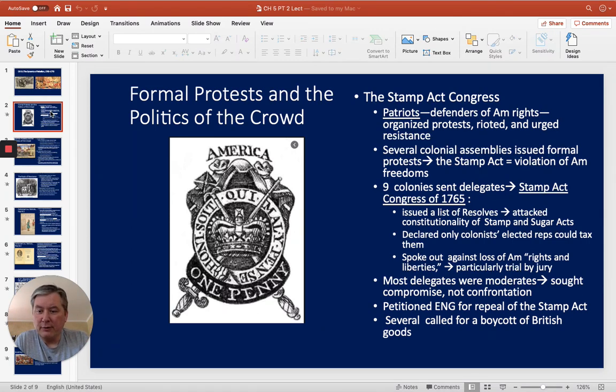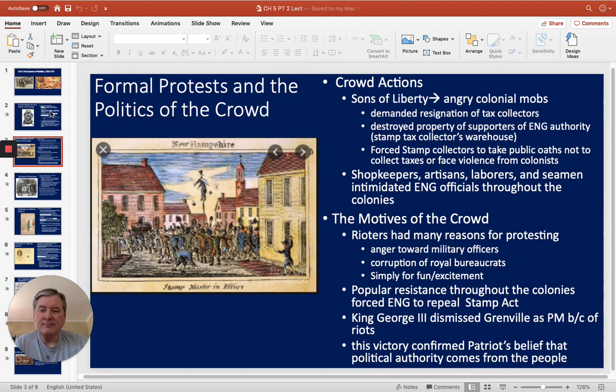They're not looking for independence. They're looking for compromise. This is where we get the Sons of Liberty. And I believe that I showed you a scene from the film John Adams where they had tarred and feathered a tax collector, which was a pretty grim scene. So this is the Sons of Liberty, and they're out to destroy England's authority and to destroy stamp collectors, warehouses, and things like that.